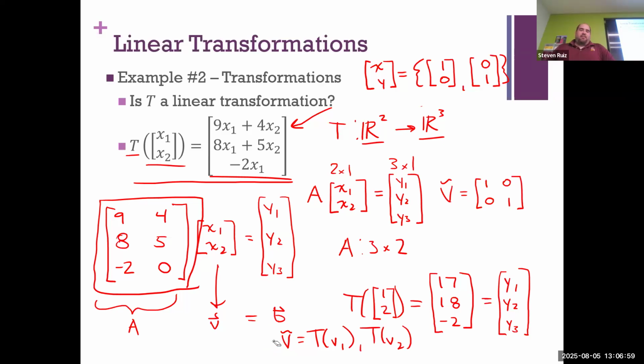If the thing we're trying to solve for is A, how would we do that? How would we isolate A? Multiply V inverse on which side? Sorry, you have to multiply on the left-hand side or the right-hand side?